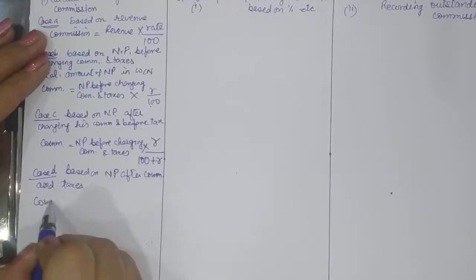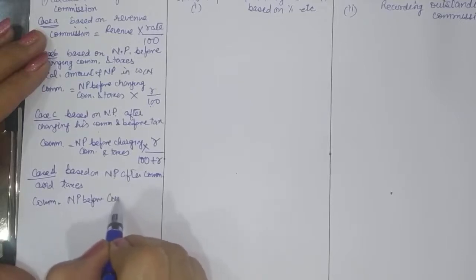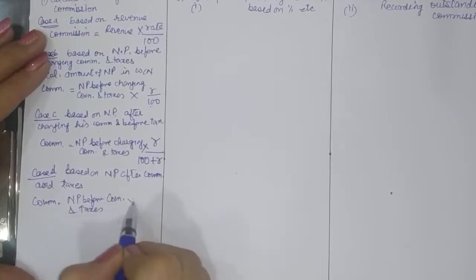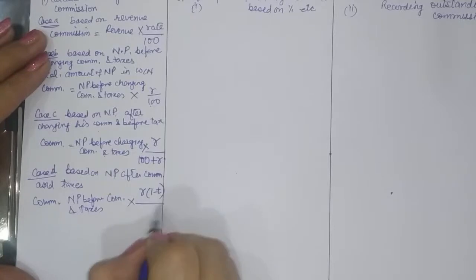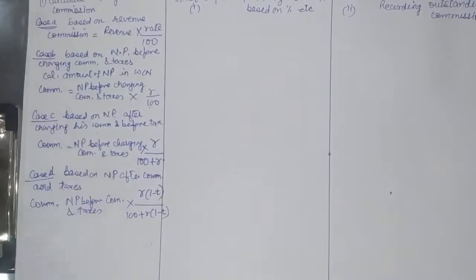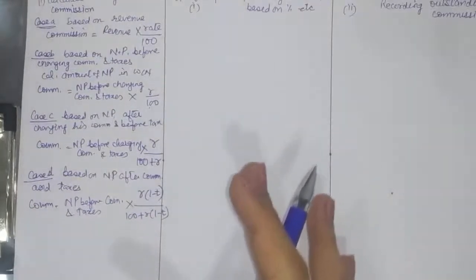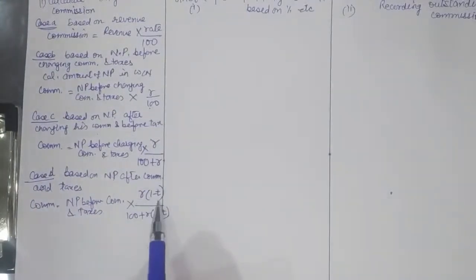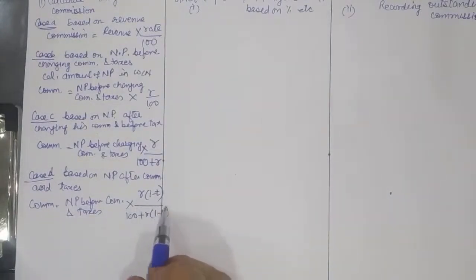So now in this case, commission is going to be net profit before commission and taxes into R into (1 minus T) upon 100 plus R into (1 minus T), because your rate is now reduced. A 10% rate of commission is now reduced to 10 into what profit you are left with. So if it is a 40% tax rate, you are left with 60%, so R into 60%. If it is a 25% tax, your commission will be R into 75%.